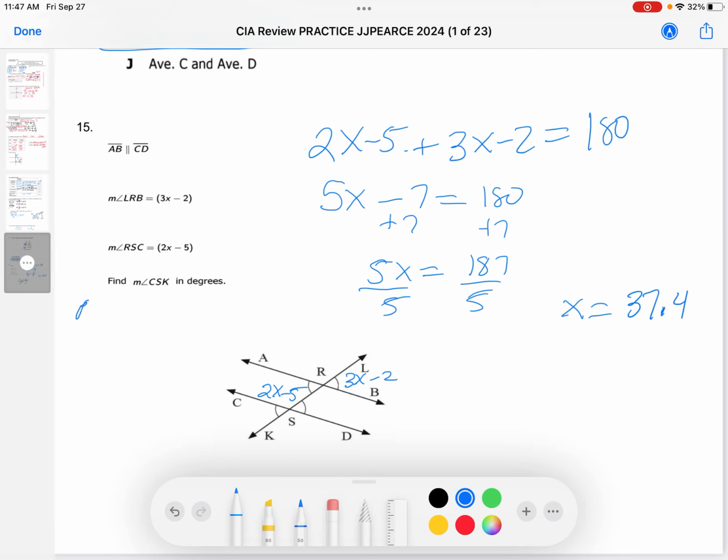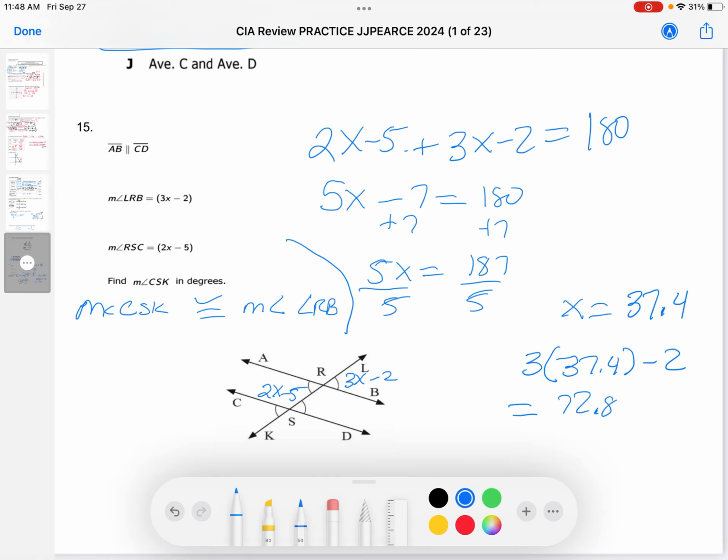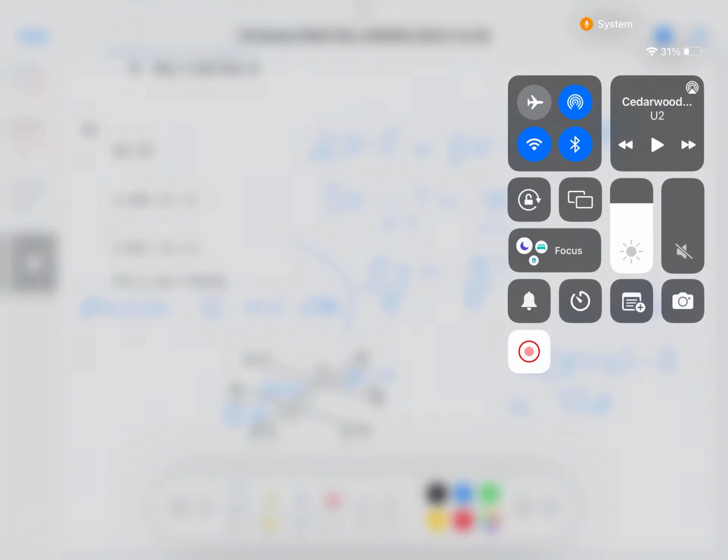Okay, so I do know that the measure of angle CSK is congruent to the measure of angle LRB. If I take this 37.4 and plug it back into the 3x minus 2, that will be the actual measure of CSK. So I get 72.8. Okay, so this measures 72.8.